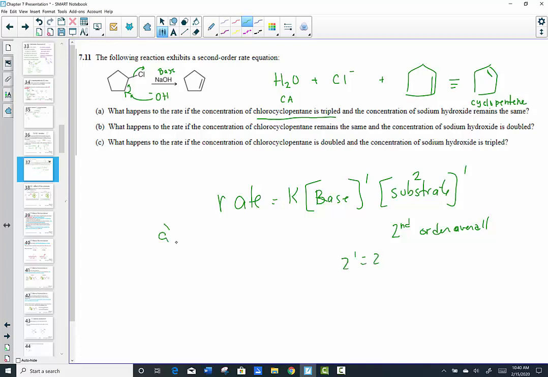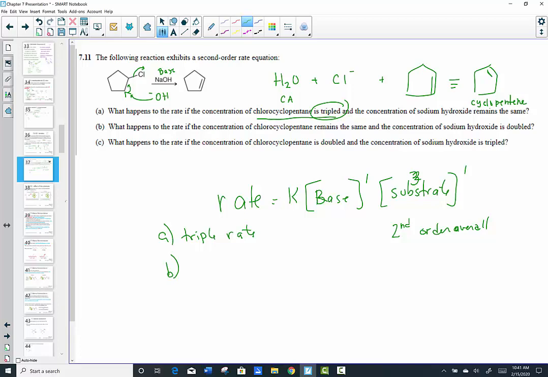So letter A, the rate, we tripled it. If we tripled it, 3 raised to the first power, that's what we did, we tripled it. And so whatever you do to the substrate, the rate will follow along. So if you triple the substrate concentration, the rate will also triple. Letter B.